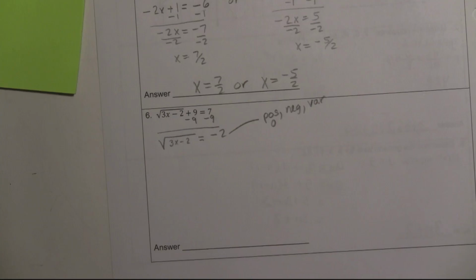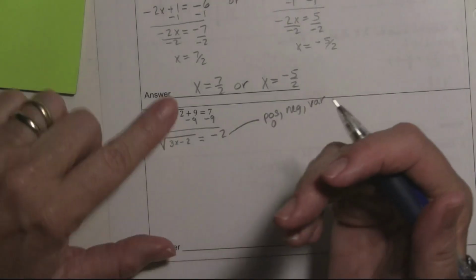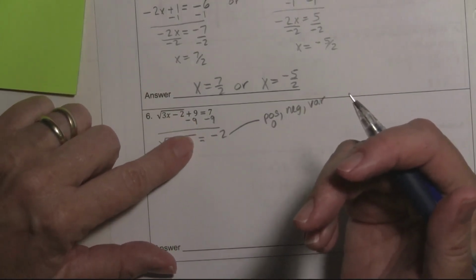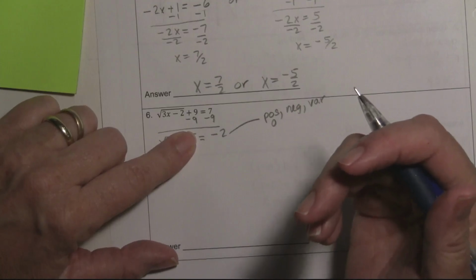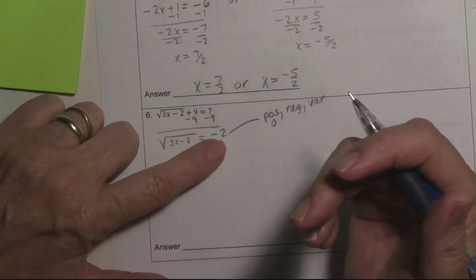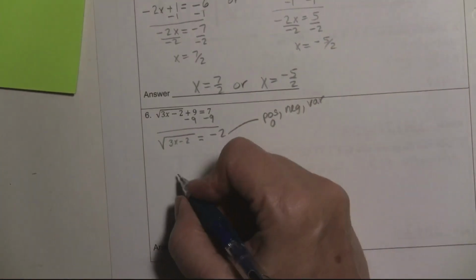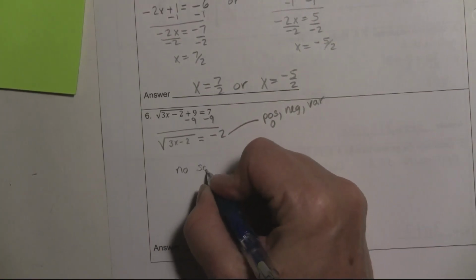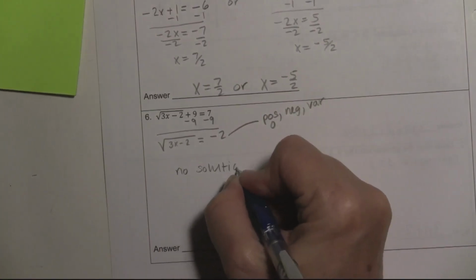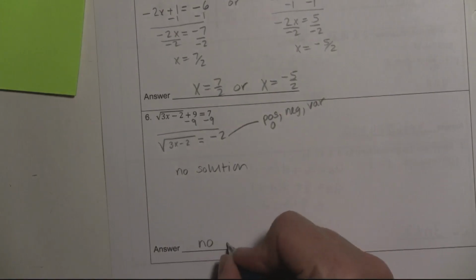Positive and 0 are treated the same way. With square roots, negative is treated different. Do you guys remember that? The square root of any number is always positive. So this is positive always for every value. That's negative. They can't ever equal one another, so this is no solution. And believe it or not, we're finished with number 6.